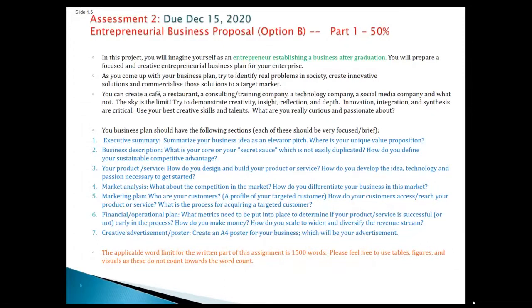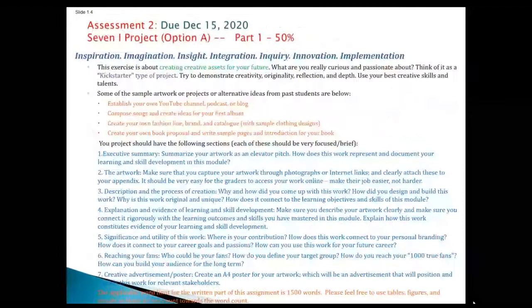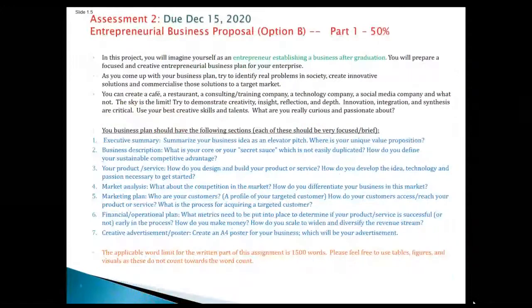So your asset creation project is 1,500 words. The other parts will not be counted. The word limit is just for your asset creation project, and it is not very strict. You can include any parts as visuals, figures, or tables, and these will not be counted.